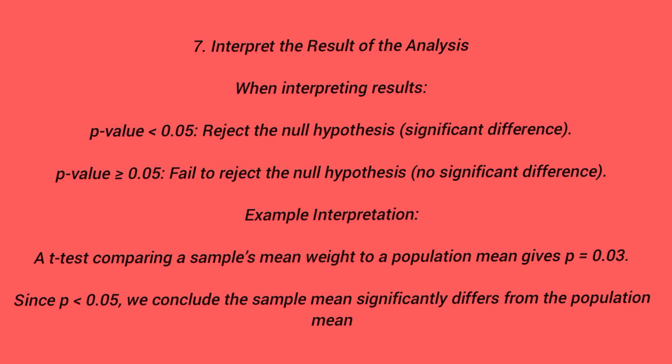Interpret the results of the analysis. When interpreting results, if the p-value is less than 0.05, reject the null hypothesis: there is a significant difference. If the p-value is greater than or equal to 0.05, fail to reject the null hypothesis: there is no significant difference. For example, a t-test comparing a sample mean weight to a population mean gives p = 0.03. Since p is less than 0.05, we conclude the sample mean significantly differs from the population mean.